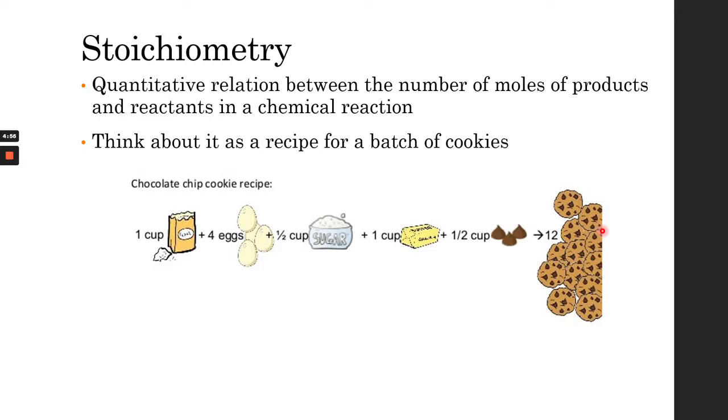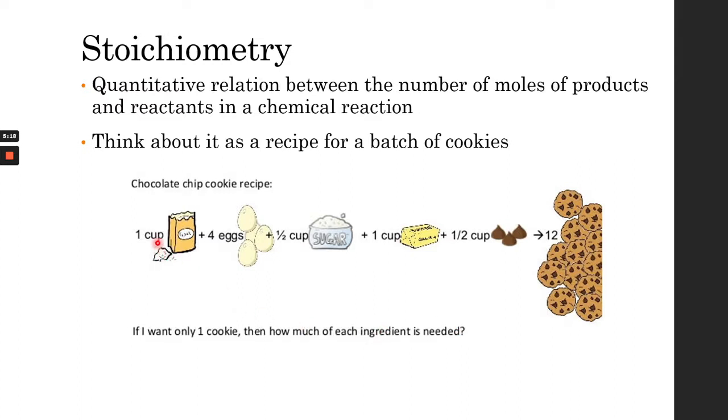Let's keep going for any more knowledge on stoichiometry. Let's think of it this way. What if I only want 1 cookie? So we know that this recipe here, these ingredients, will create 12 cookies. But what if I only want one? Then how much of each ingredient do I need?